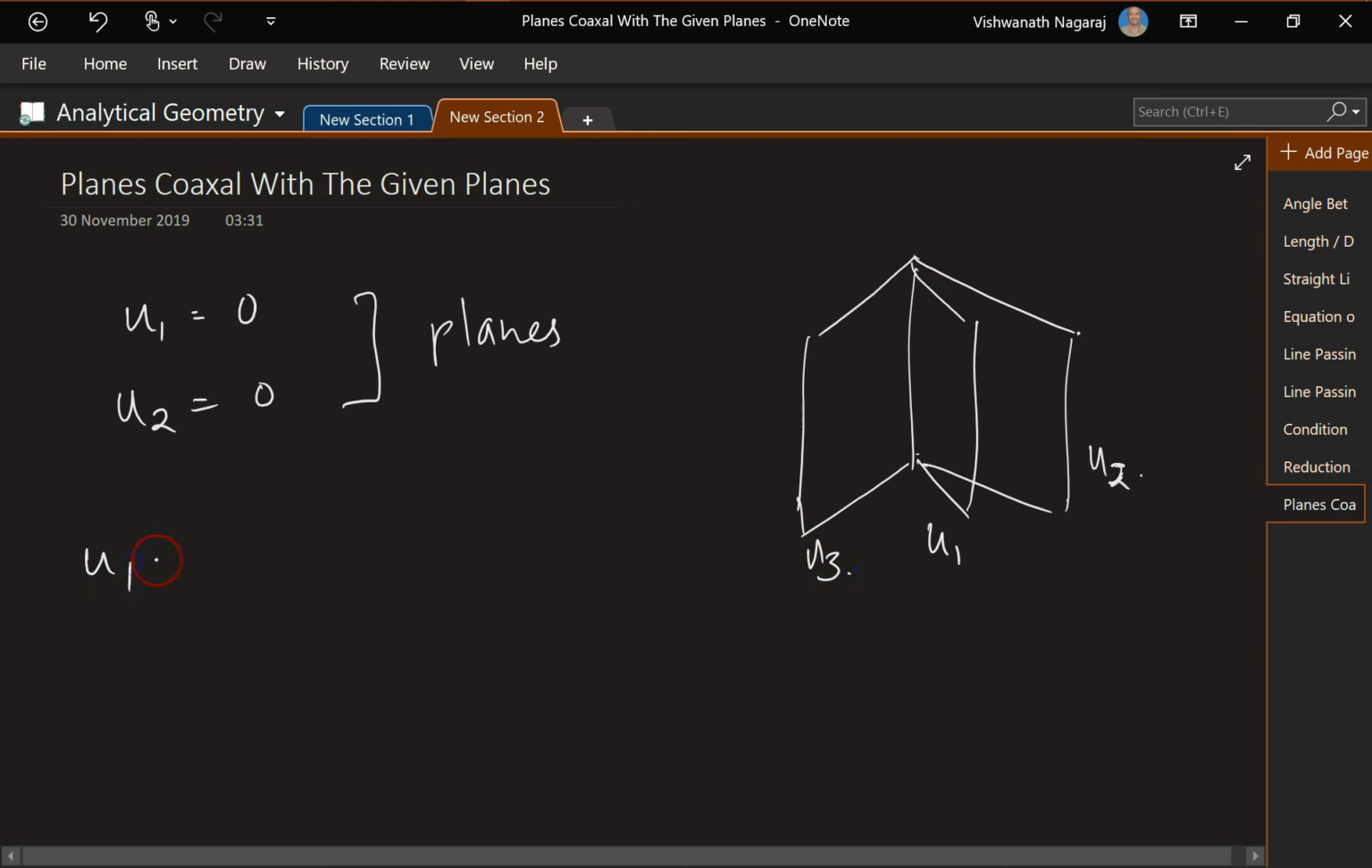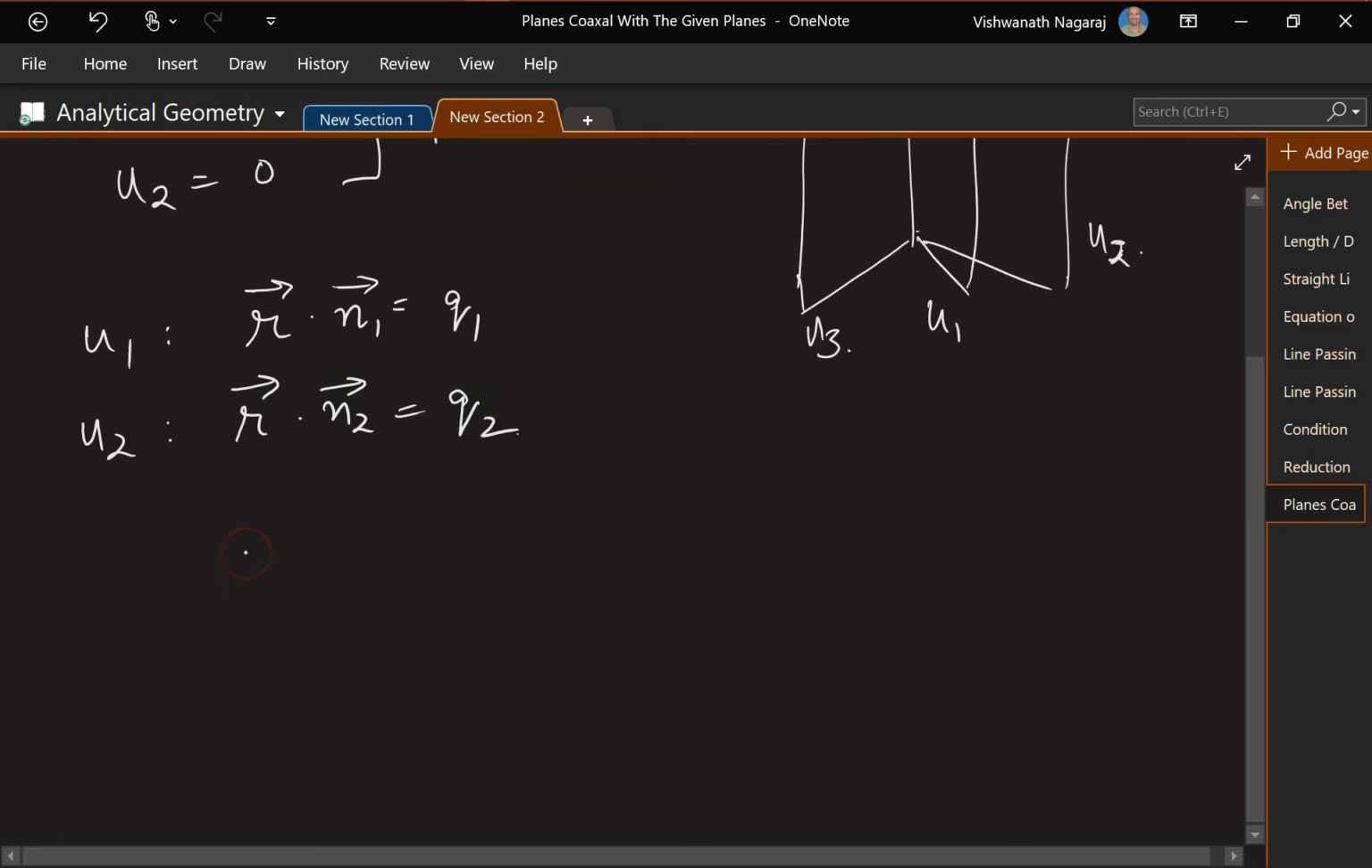Okay, so u1, we know what the equation of a plane is: vector r dot n1 vector is equal to q1, and u2, vector r dot n2 vector equal to q2. Let's bring q1 to this side, so this becomes vector r dot n1 minus q1 equal to 0, and this becomes vector r dot n2 minus q2 equal to 0.